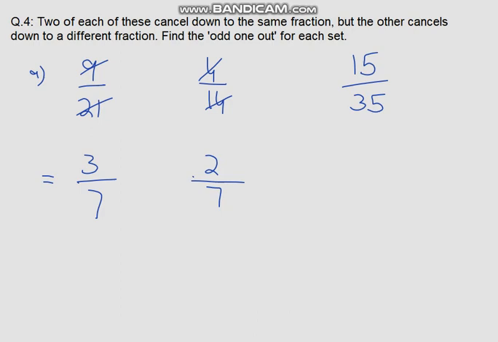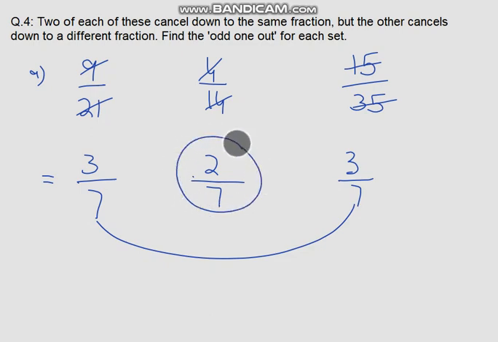As we already learned in the rules of divisibility, if there is 5 in the last of the digit, it can be divisible by 5. So 15 and 35 both can be divisible by 5. So 5 3s are 15 and 5 7s are 35. Our question was that 2 of each of these cancel down to the same fraction, but the other cancels out to a different fraction. So these two are the same fractions, and this one is the odd one. So this is our required answer. Okay, next question we have is question number D.